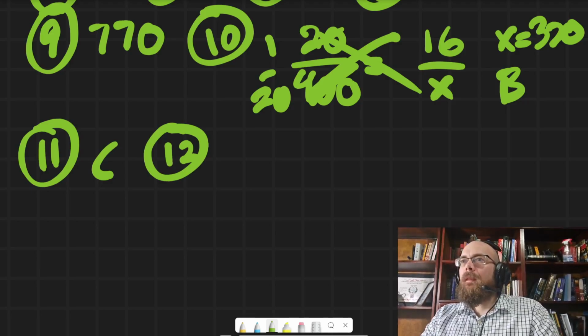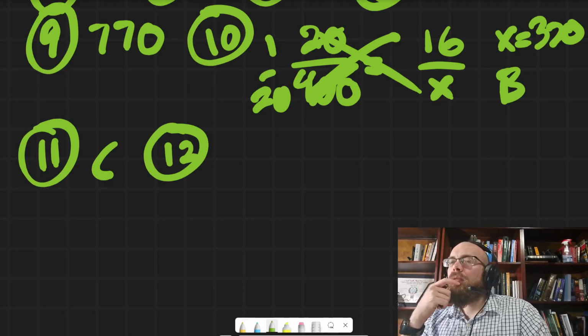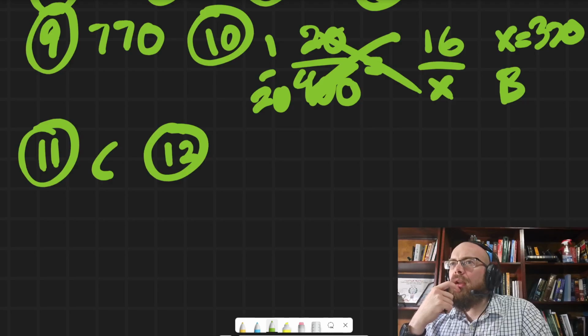Okie doke. For a snowstorm in a certain town, the minimum rate of snowfall recorded was 0.6 inches per hour. The maximum rate of snowfall recorded was 1.8. So minimum 0.6, maximum 1.8. So it would just be between the minimum and the maximum, in inches per hour. It looks like there's no tricks, so it would just be 0.6 to 1.8, so D.